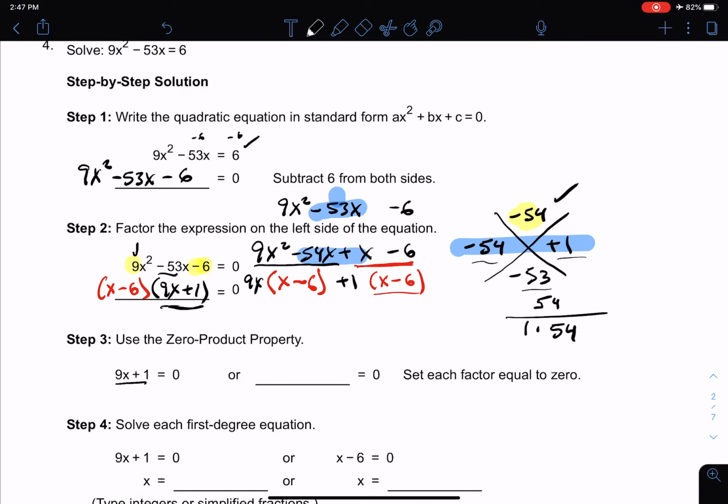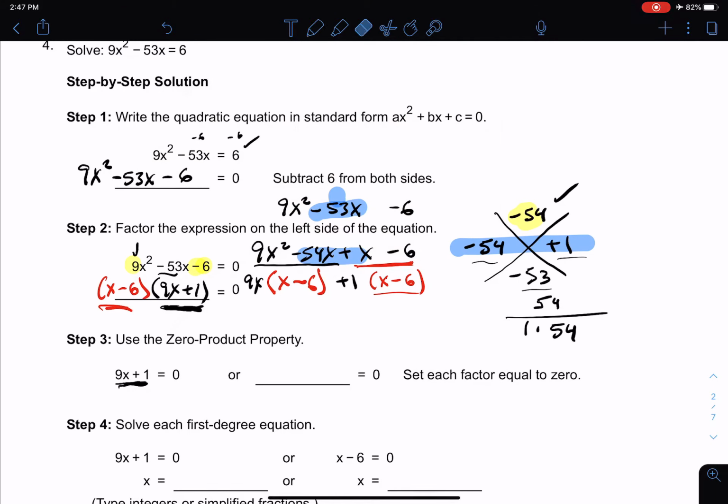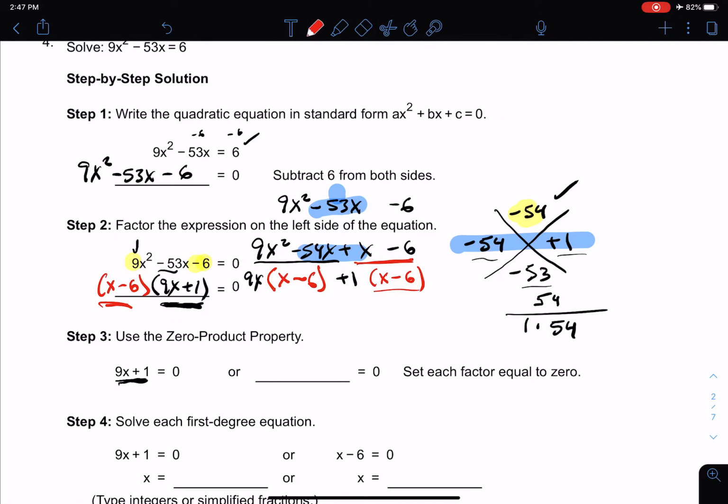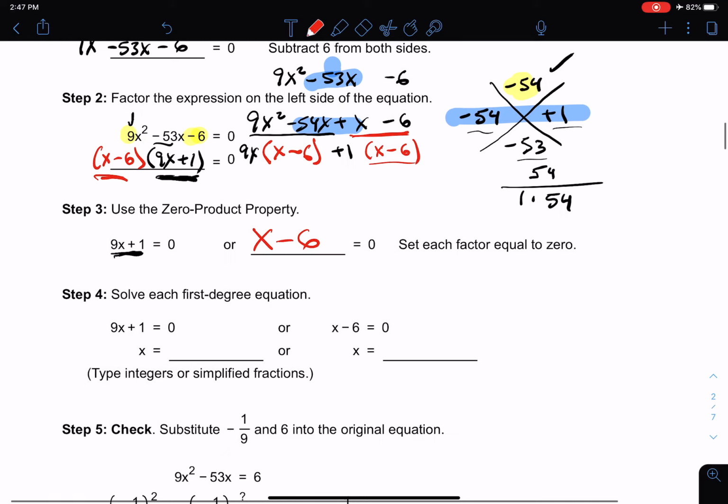And then I guess they want us to write down the factors using the zero factor property. 9x plus 1, in black, was right here. And then they want the other factor in red, which would say or x minus 6 equals 0. Okay? Then we go to the next step, solve each easy first degree problem, right? The one in black.